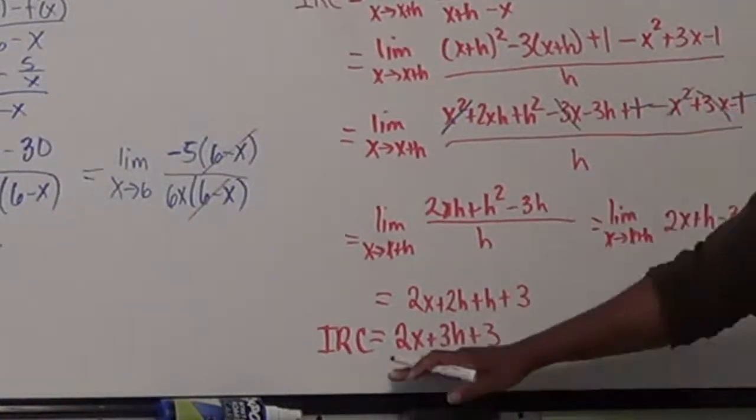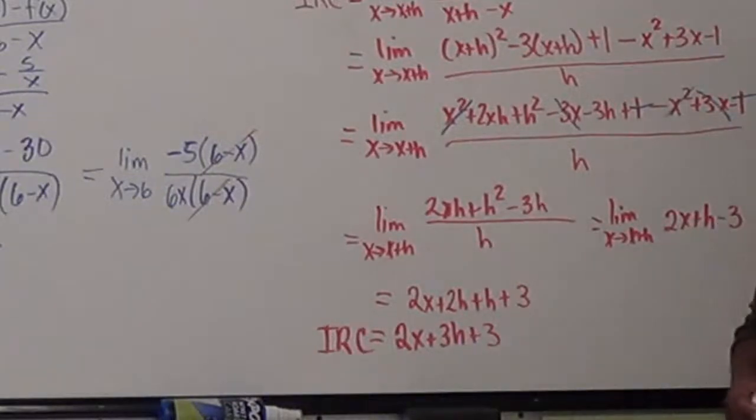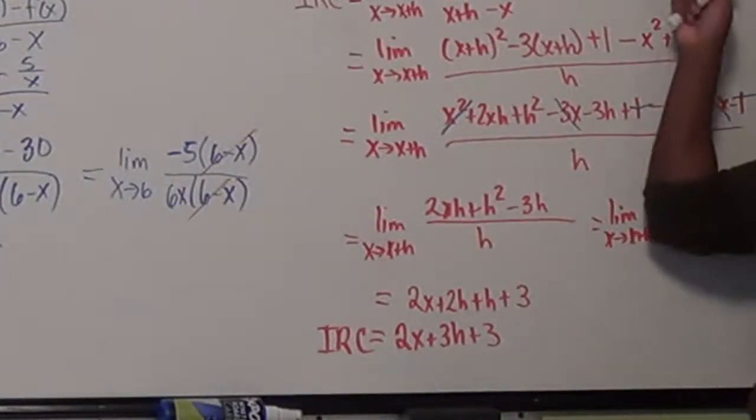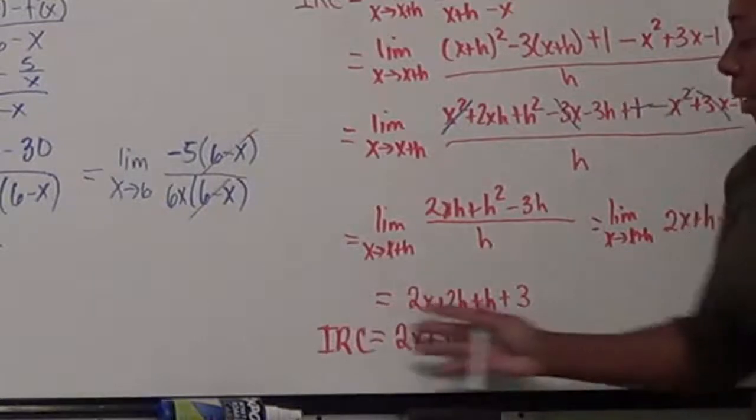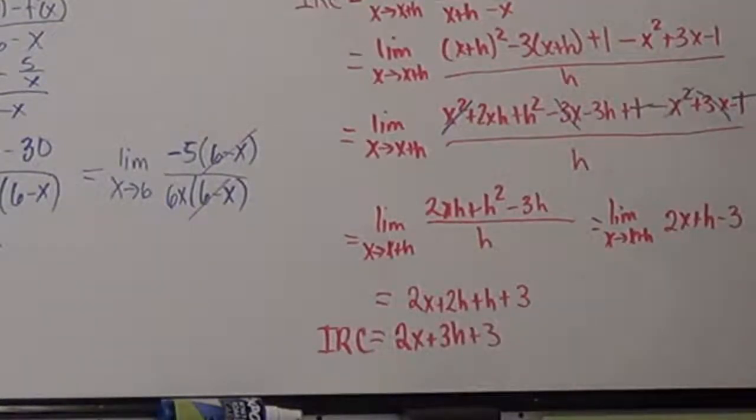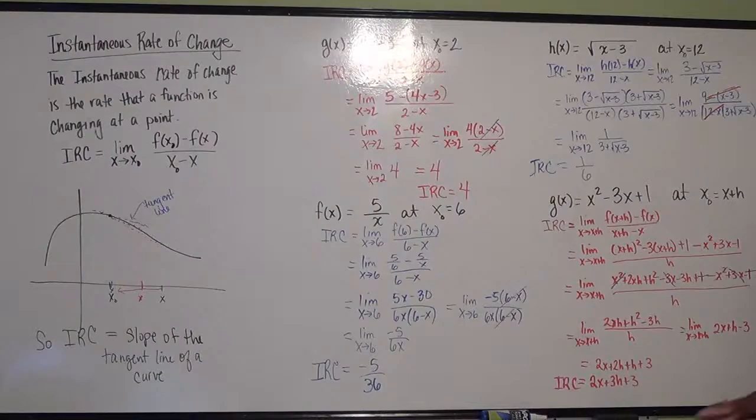And again, all this is giving us is a formula. So once we know what our x and our h are, we can find the value of our instantaneous rate of change for any points on the domain of the function.